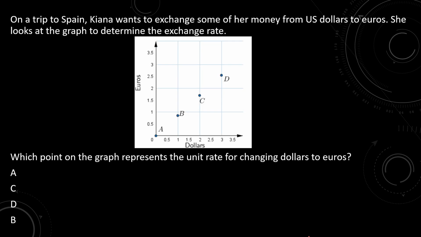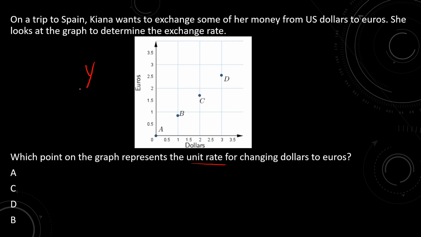Our next question says that on a trip to Spain, Kiana wants to exchange some of their money from US dollars to euros. She uses the graph to determine the exchange rate. Which point on the graph represents the unit rate for the exchange of dollars to euros? So notice I'm not asking what is the unit rate. I just want to know which one of these points tells me where that unit rate is.